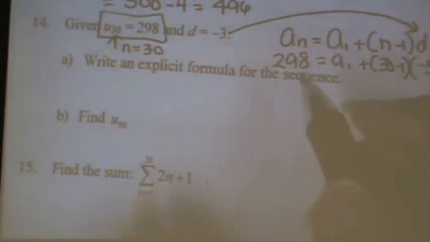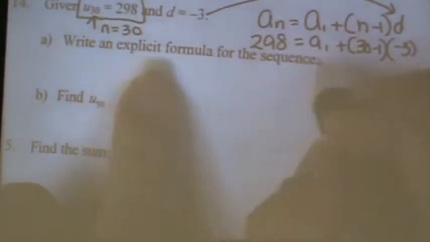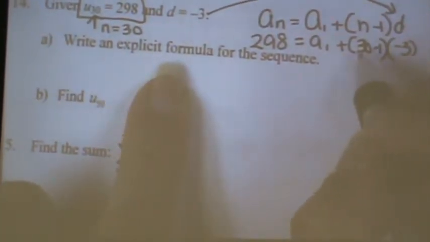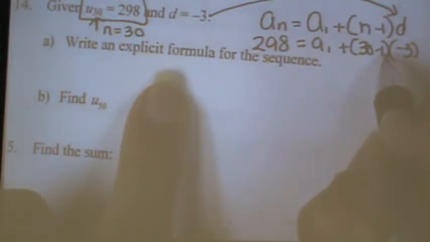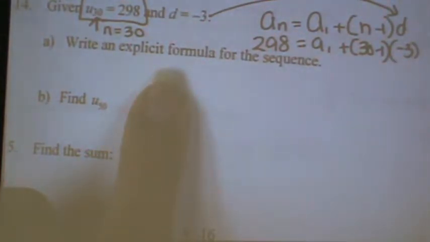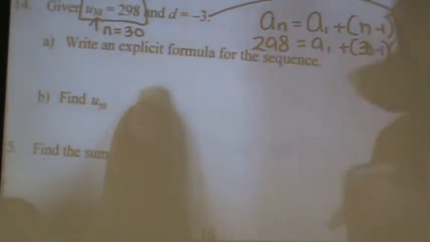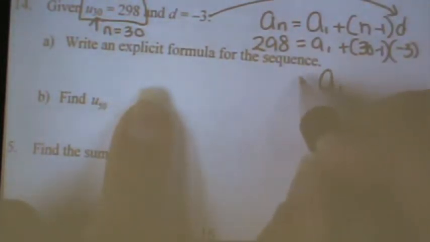All right, next. Now we're going to plug in, or do the math here, to find A1. So do 30 minus 1, 29, times negative 3, and then add the opposite here to get A1. Did anyone get A1 yet?